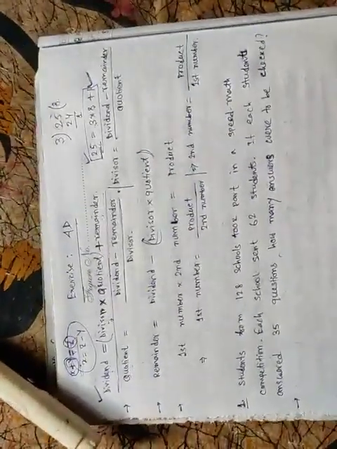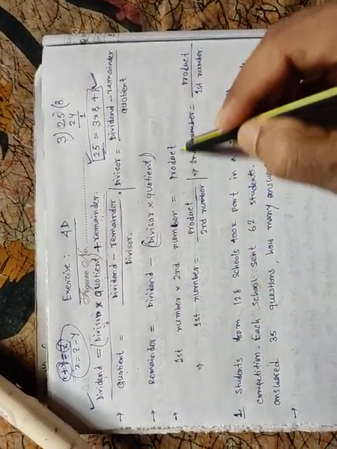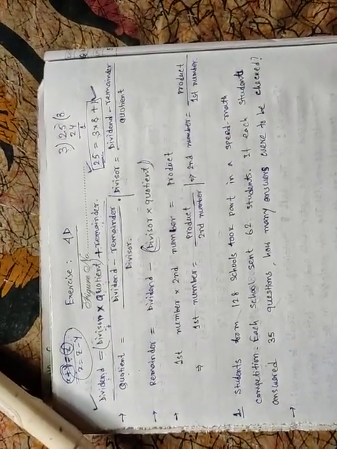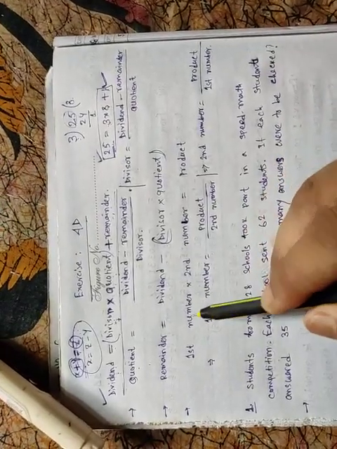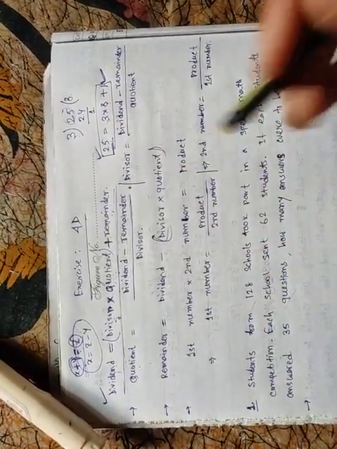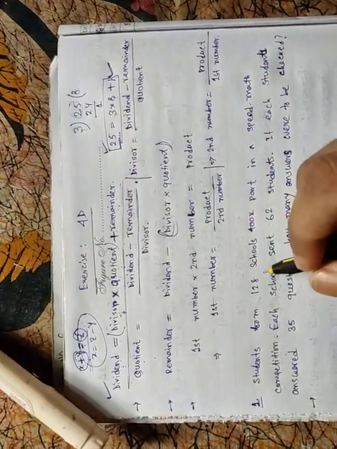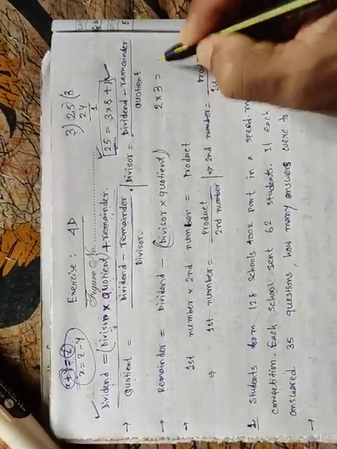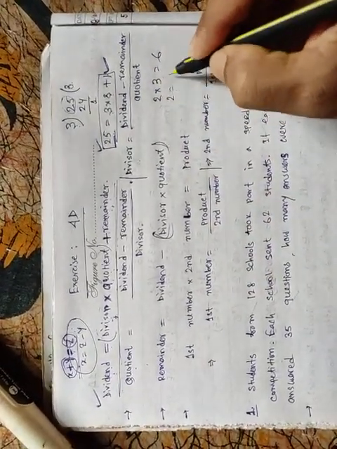One thing you remember, if there is a product, a multiplication of two numbers, and we want to find one number, then we have to divide the product by the other number. That means suppose 2 into 3 is equal to 6. So we can also write 2 is equal to 6 upon 3.